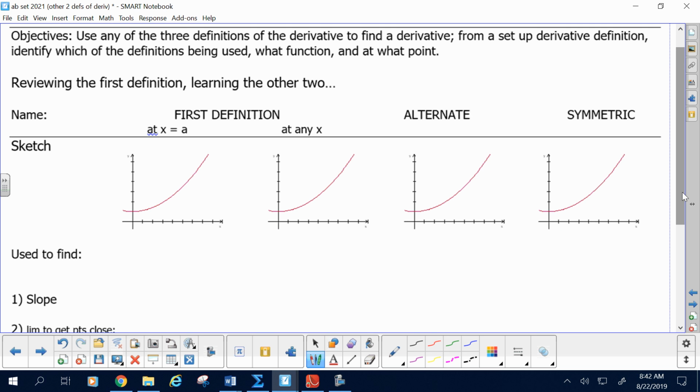Now, if I take the first definition at x equal a, then I am trying to find the derivative or the change at a specific point. So it's used to find f prime at a certain x value a. Yeah?